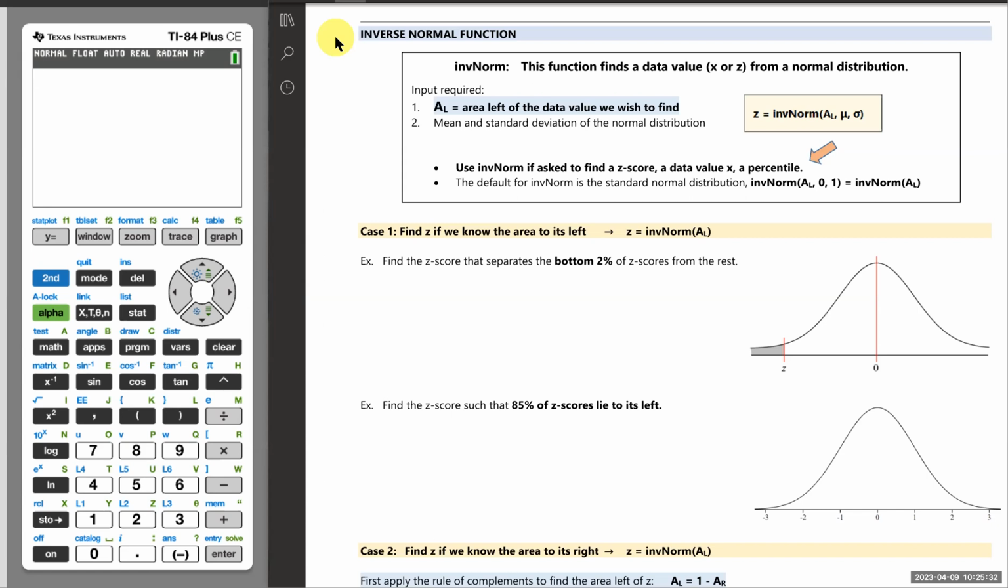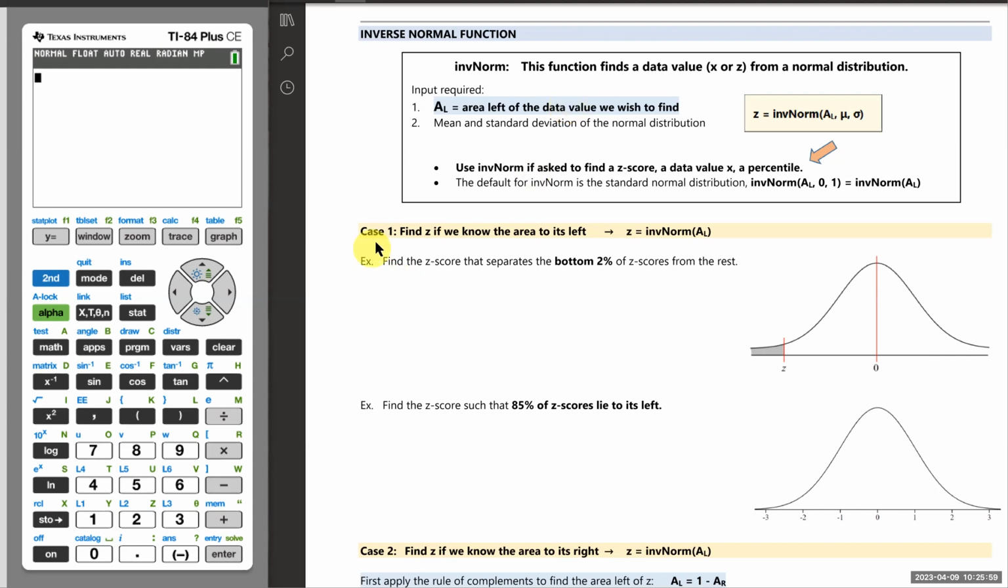We are ready to use inverse norm to find z-scores, and we'll take a look at a few different cases now. So we know that when we'd like to find a z-score using inverse norm, we need to know the area to the left of that z-score. Later our data values won't always be z-scores. We'll start doing some applications, but for now we'll be looking for z-scores. And let's jump in here and go through our cases.